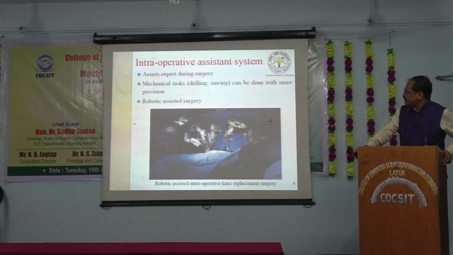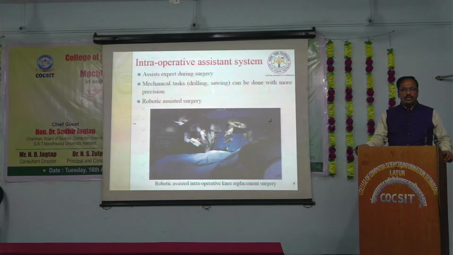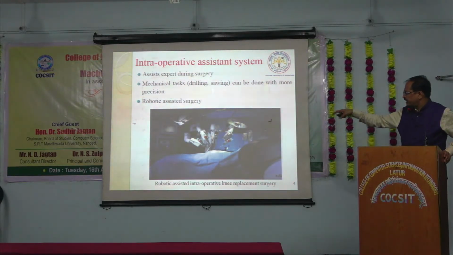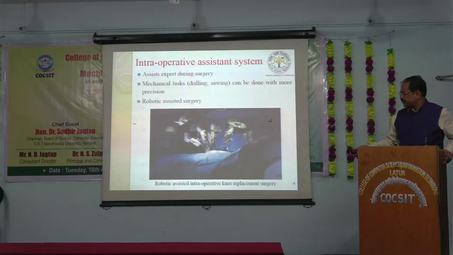intraoperative assistant system. Basically, it helps the expert during the surgery, and mechanical tasks such as drilling and sewing can be done with more precision. Here the doctor will be sitting and monitoring, and these are the robotic arms. When the doctor makes a movement, these arms move and do the surgery. So this is some kind of remote surgery. Here the arms are assisted by the robots.